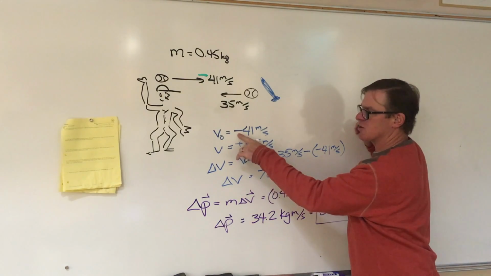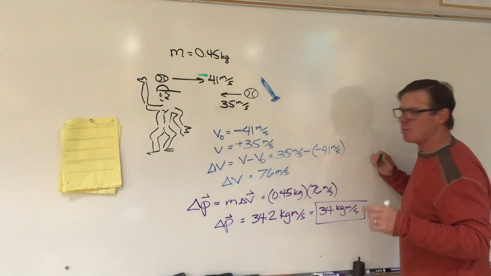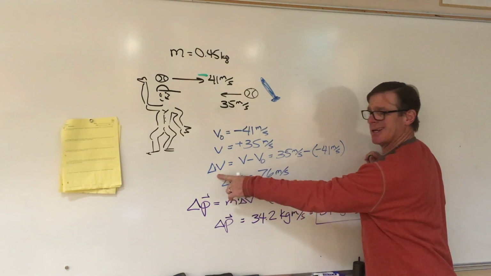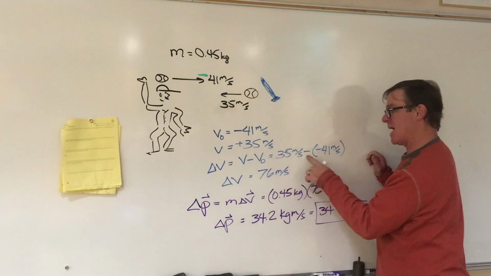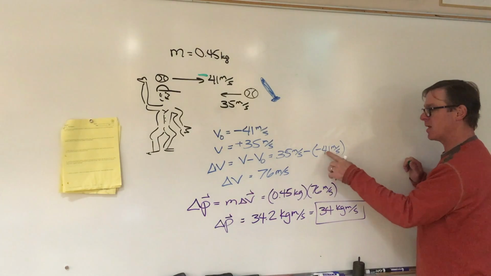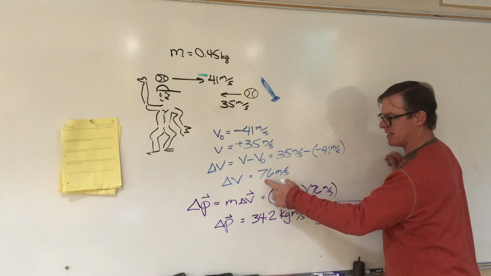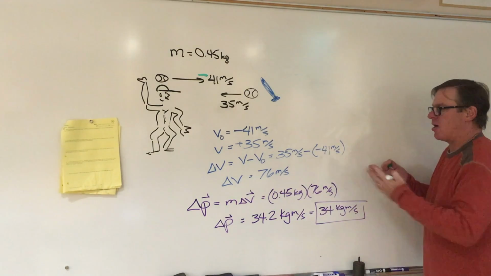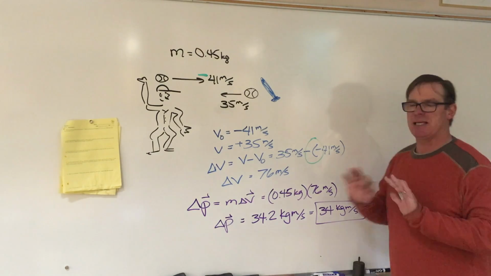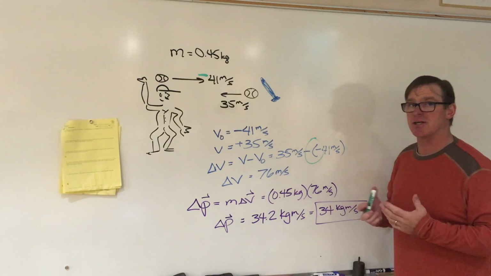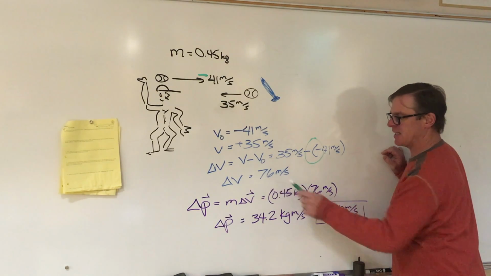So I made a list. Initial velocity is negative 41. Final is 35. The change in velocity, again, is the final minus the initial. So 35 minus a minus 41. That subtraction gives you 76. You might argue, well, you did kind of add them because a minus, but please, I didn't. It's a subtraction issue. So the change in velocity is 76.